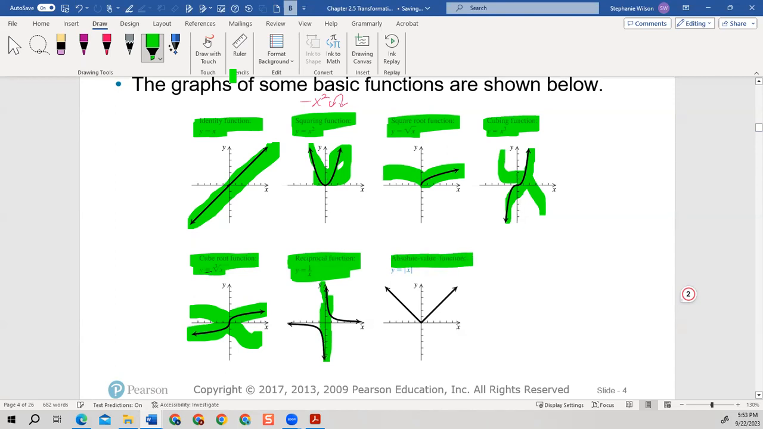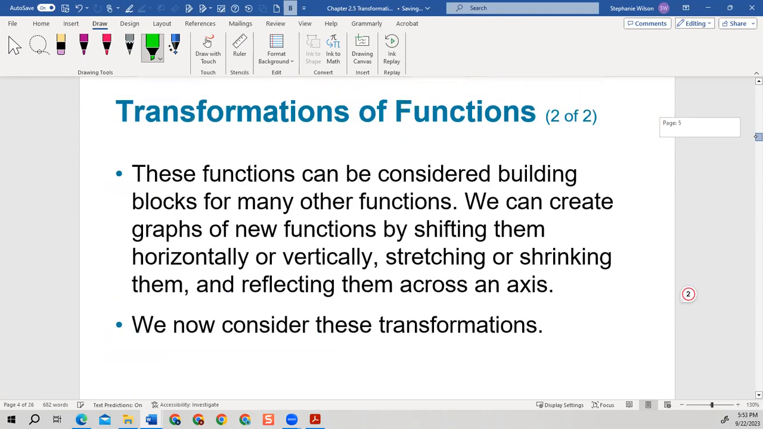All right, the absolute value. So I got y equal to the absolute value of x. We get this right here. If there was a negative sign in front of the absolute value, it would have opened downwards. Okay, transformations of functions. These functions can be considered building blocks for many other functions. We can create graphs of new functions by shifting them horizontally or vertically, stretching or shrinking, reflecting across the axis. So let's talk about an example of this.